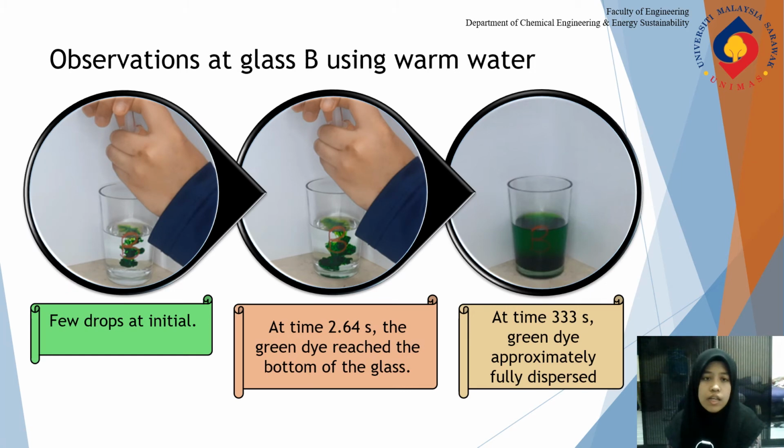Next, let's look at the observations at glass B using warm water. Same as the previous one, we can see from these pictures that the green dye start to disperse once they have been dropped into the water, followed with the principle of entropy, especially we can see at the initial phase. Then, green dye more disperse and move to reach the bottom of the glass at 2.64 seconds until it reached the final phase where the green dye approximately fully dispersed and covered surface area of the water at time 333 seconds.